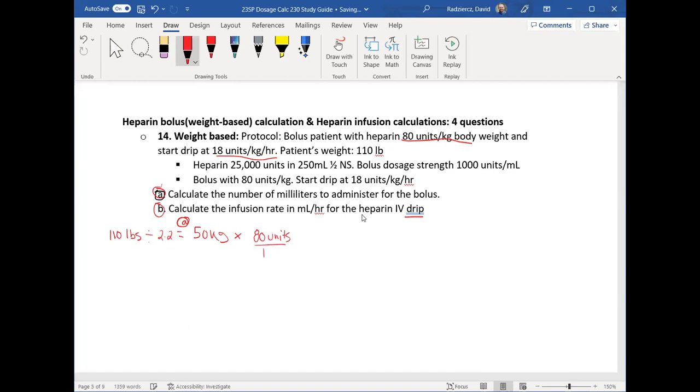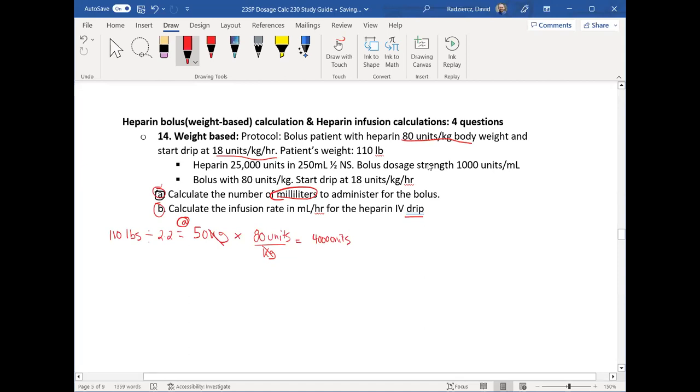Now, this is a multiple step process. You can certainly simplify this, and I'll show you how I would simplify it in just a moment. But I would just take 50 times 80, and I'm going to get 4,000 units. Now, the question says to calculate the number of milliliters. So I need to find a way to convert units to milliliters. So I have two availables. I have heparin 25,000 units in 250 milliliter half normal saline. So that's my IV. And then I have a bolus dosage strength available of 1,000 units per milliliter.